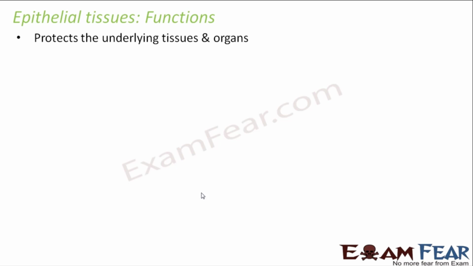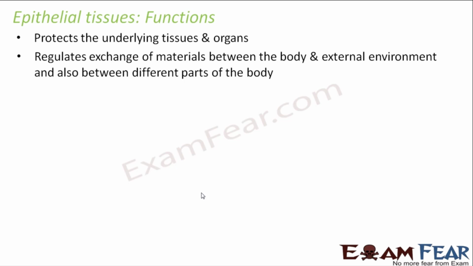For example, the connective tissue which was lying under the epithelial tissue. So in a way it was protecting the connective tissue. Similarly, the various organs which are present inside the body like heart, kidney, lungs, liver. It is protecting everything because it is acting as an outer covering. Second, it regulates exchange of materials between the body and external environment and also between different parts of the body.